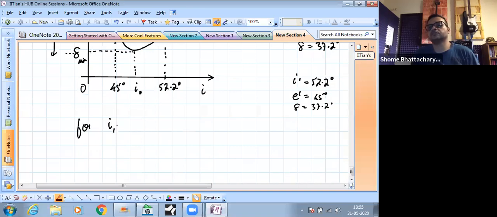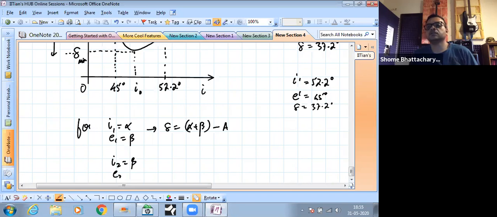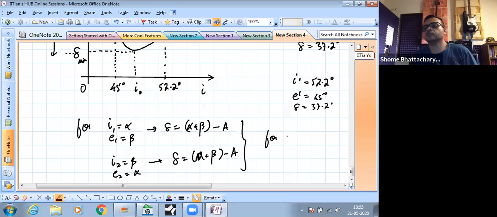Okay. So what we'll see is that for I1 equal to alpha, E1 is equal to beta, we get delta equal to alpha plus beta minus A. For I2 equal to beta, E2 becomes alpha and we get the same deviation, alpha plus beta minus A. Okay. So that means for each value of delta, generally there are two possible points.